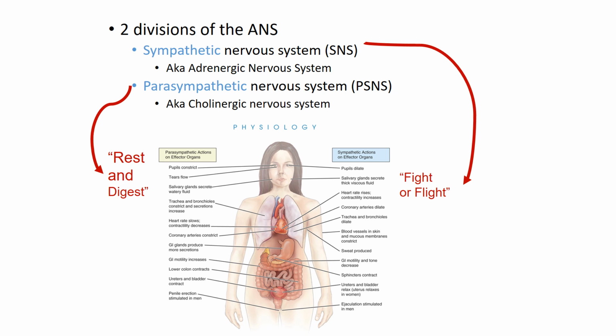The blood vessels relax because we don't need the elevated blood pressure. The coronary arteries constrict because we don't need as much oxygen supply to the coronary artery. The GI glands start to produce more secretions, and GI motility increases to aid digestion. The bladder contractions increase so that the bladder can be emptied.